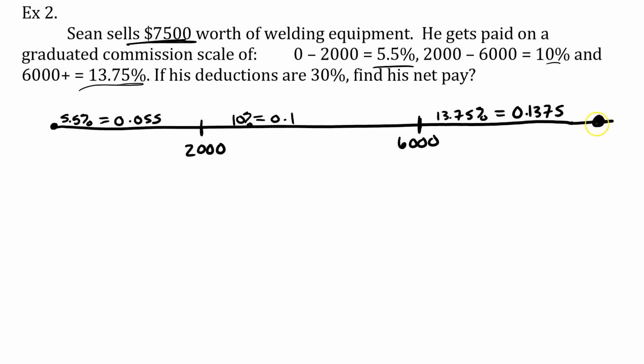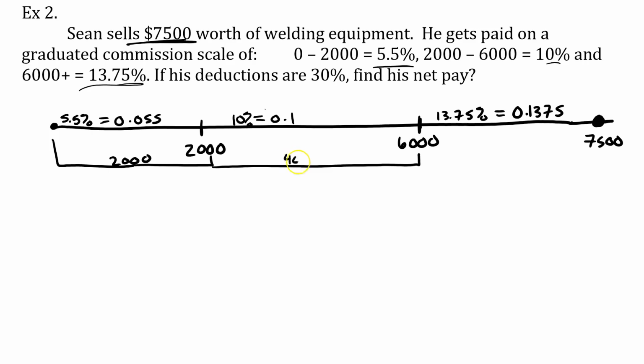So this is where his sales are. His sales are a part of all three parts of the scaled commission. So that means that we need to do calculations on this portion from 0 to 2,000, which is $2,000. And from $2,000 to 6,000, which is 4,000. And from 6,000 to 7,500, which is 1,500.